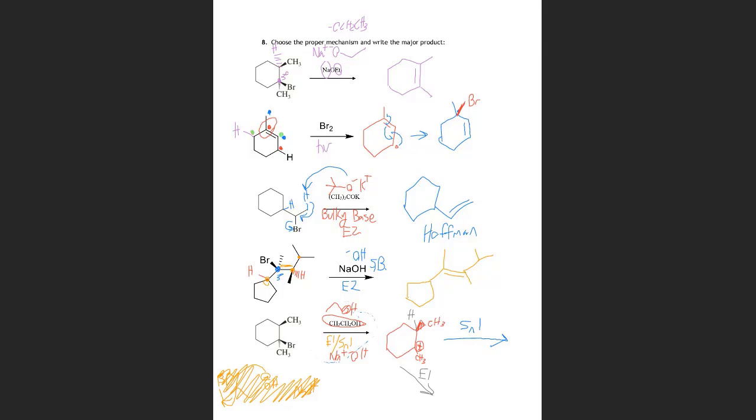And so elimination would come and take away this hydrogen, moving the bond down. We get that product. SN1, though, is going to attack directly. And we are going to get, right.